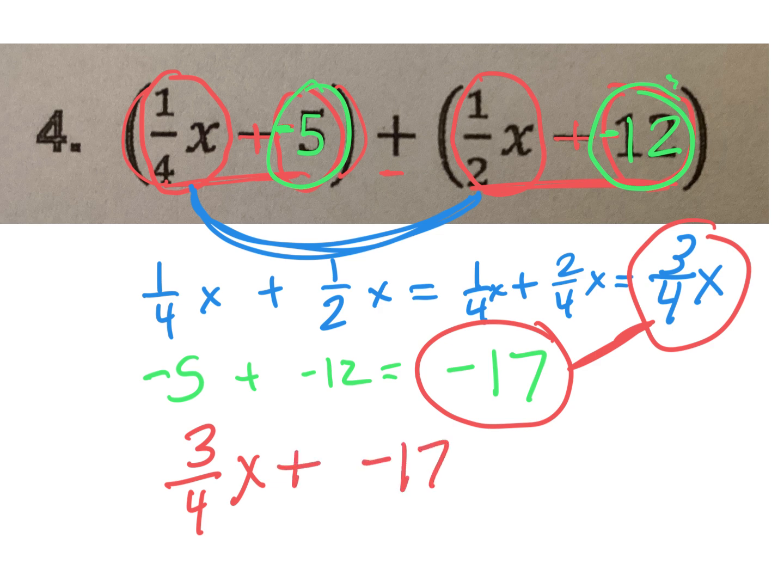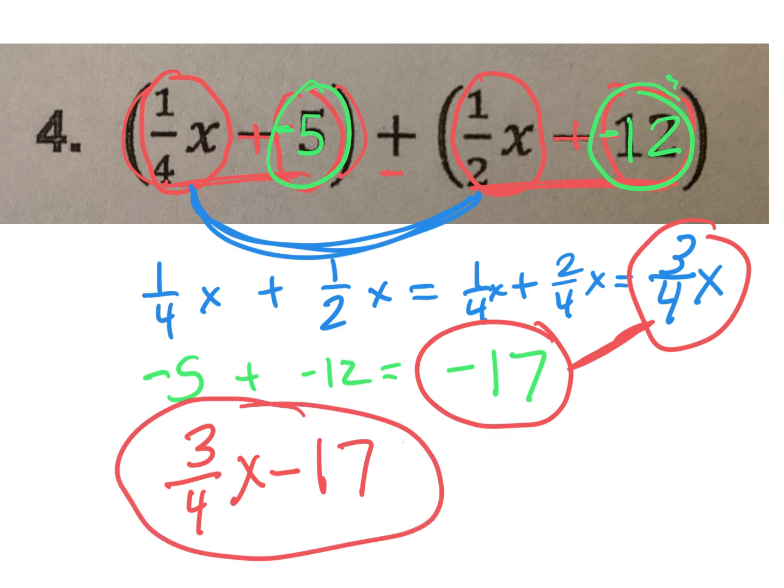like that. But whenever I'm adding a negative, it's the same as subtraction. So I think what I'll do is I'll go like this. And I will just do minus 17. And there's my answer.